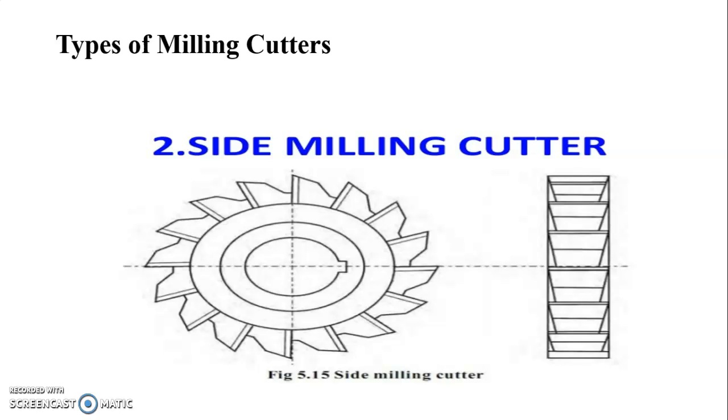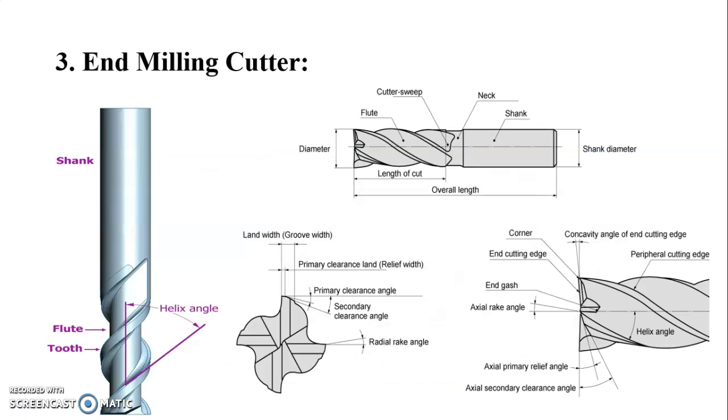Half side milling cutters have straight or helical teeth on the circumference and on one side only. Interlocking side milling cutters have the teeth of two half side milling cutters, which are made to interlock to form one unit. The next is the diagram of the end milling cutter.